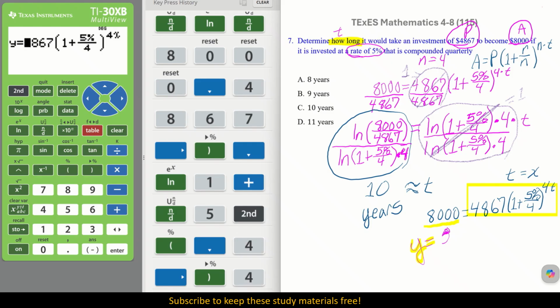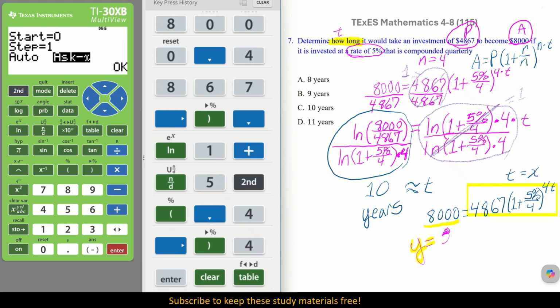How do you do that? Well, this is how you do it. Enter it in using the table like I've done in other videos. Type it exactly how you've written it out, exactly what the formula would look like. Now push enter. My table is starting at 0 and my steps are 1, but I'm actually using ask x to get what I need. So go over. We're checking that 10 years is what we're doing.